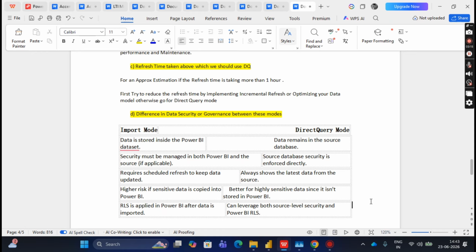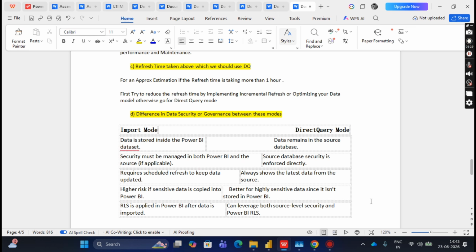Then the next question was, what is the difference between security and governance in these modes? You should answer like, in import mode, data is stored in Power BI datasets, whereas in direct query mode, data remains in the source database itself. Security should be managed in both Power BI and the source for import mode. But in direct query mode, source database security is enforced directly, so you can maintain the security in the source itself because the data is stored there. Import mode requires scheduled refresh to keep the data updated, but direct query always shows the latest data from the source, because it uses the schema of the data source.